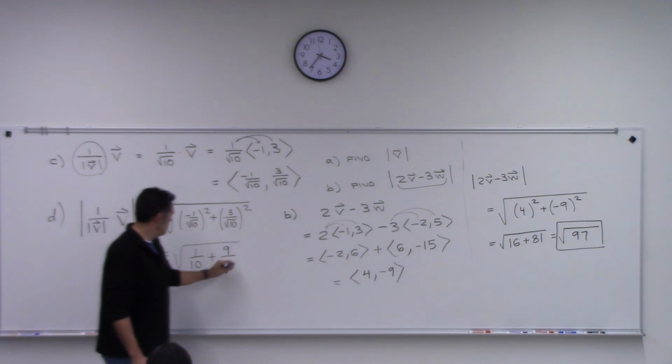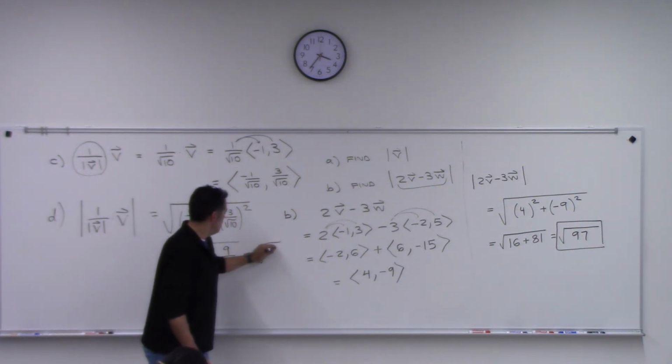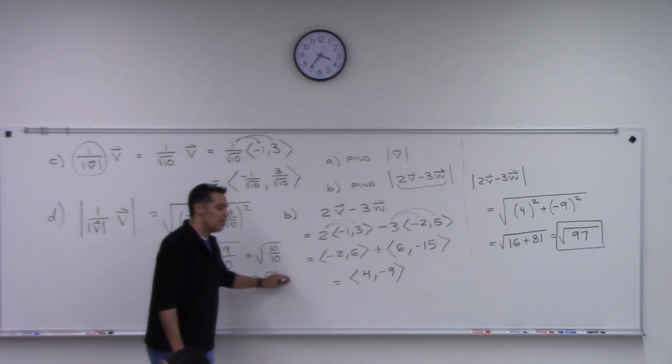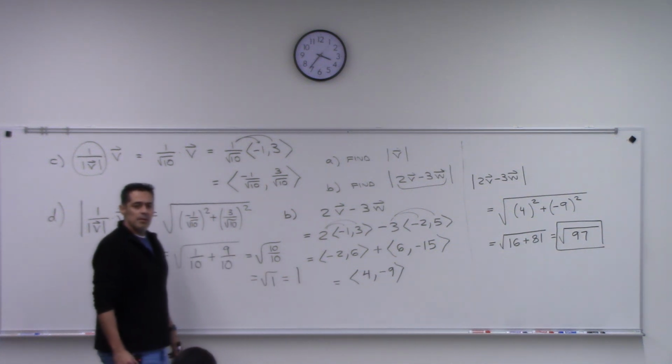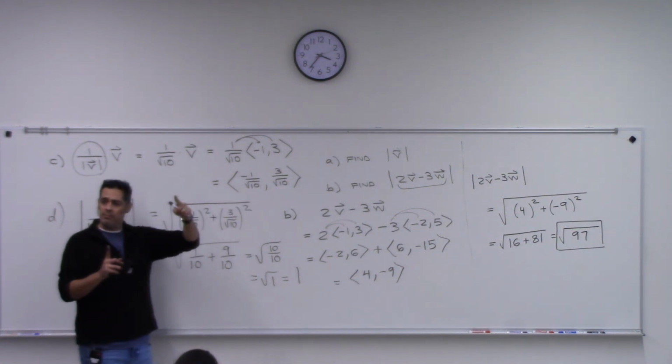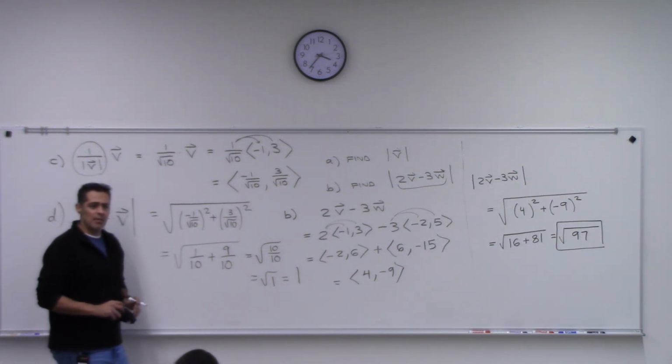10 over 10. What's 10 over 10? 1. The square root of 1 is 1. So how long is this vector? 1. Okay? That's how long that vector is.